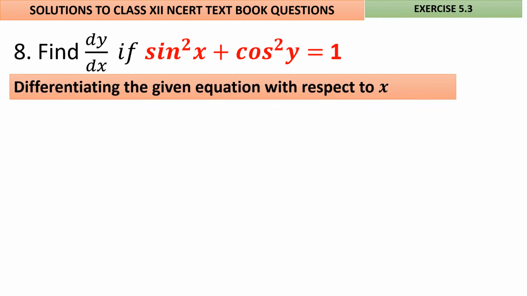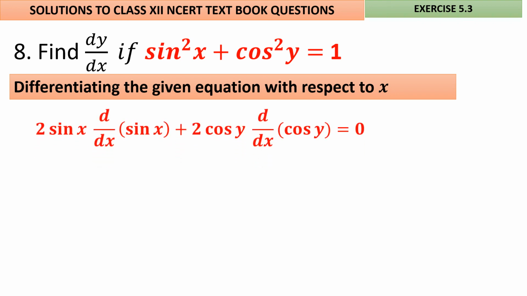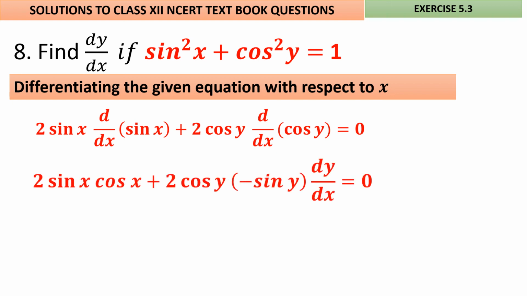Let us move on to question number 8. Find dy by dx if sin square x plus cos square y is equal to 1. All of you know that sin square x plus cos square x is 1, but it is sin square x plus cos square y. Well, let us see. Let us try to differentiate it from left to right. Sin square x differentiation is 2 sin x into d by dx of sin x. Cos square y differentiation is the same thing, 2 cos y into d by dx of cos y. The first term differentiation of sin x is cos x only, but differentiation of cos y is minus sin y into dy by dx. Here you should be a bit careful.